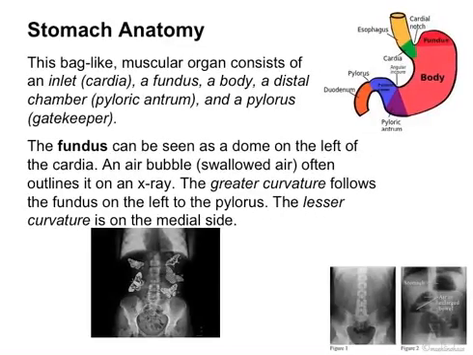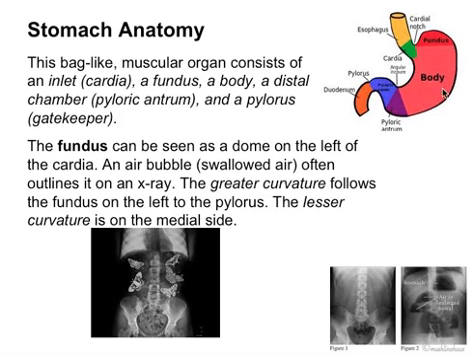When we look at the stomach in terms of anatomy, sometimes we get butterflies in the stomach. But the bag-like muscular organ consists of an inlet, which is called the cardia, and a fundus, which is an area reaching above the inlet. So sometimes there's gas accumulation up there. You can see that here. There's gas up here in the stomach.